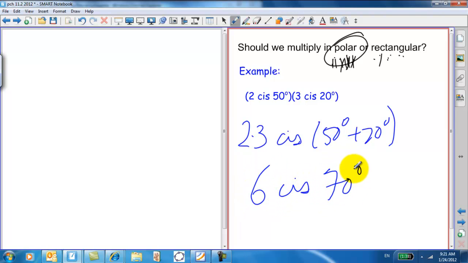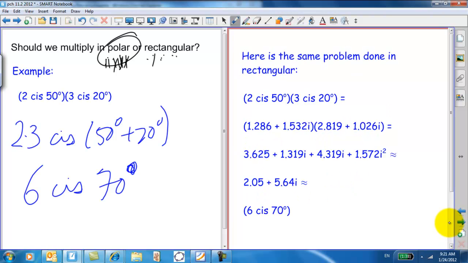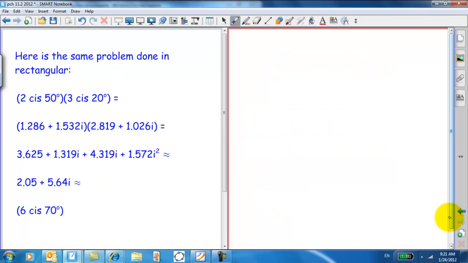It's that easy. And even if I ask for the answer in rectangular, now it's easy to convert this 6 cis 70 into rectangular. Notice, let's look at those of you that voted for rectangular. You had to convert to rectangular. I did that conversion on the calculator. I multiplied them using FOIL. There's that i squared. Added up the real parts, added up the imaginary parts, and finally converted back to polar. A lot more work. Okay?